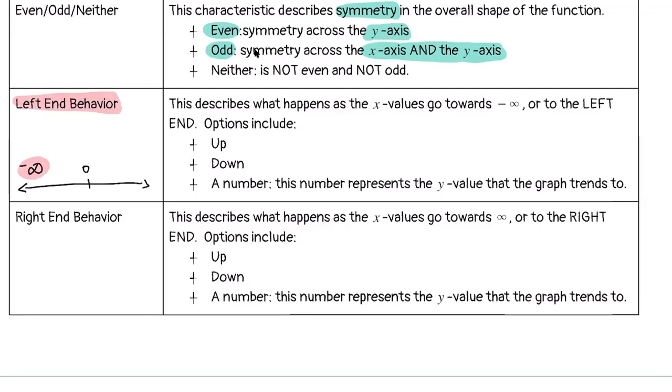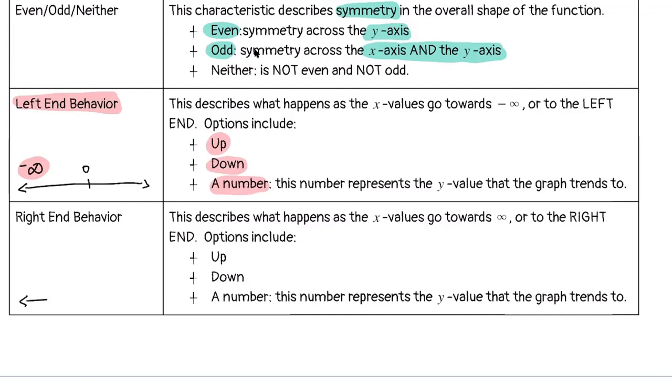And here are some options. We might see that our graph goes up, and then we just say that the end behavior is up, okay? We might see that the graph goes down, and then we'll say that the end behavior is down. Or we might see that it actually flattens out to a number. And then that will be the number that we say the end behavior goes to. Okay.